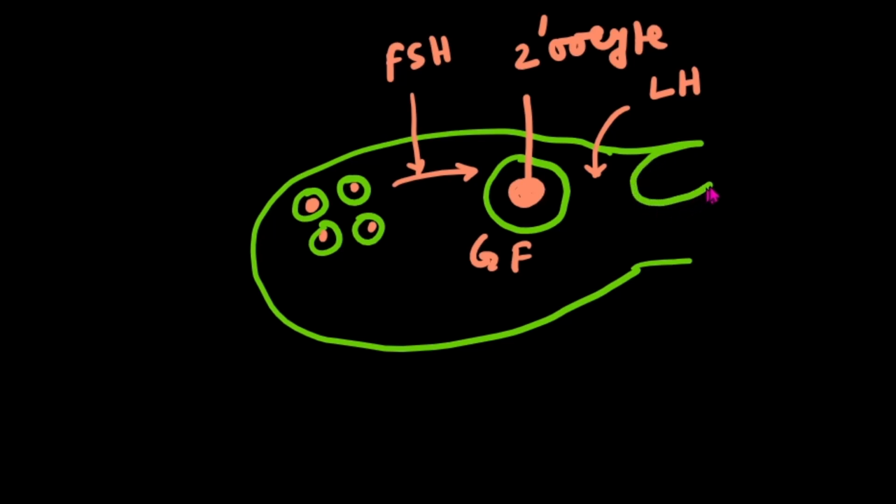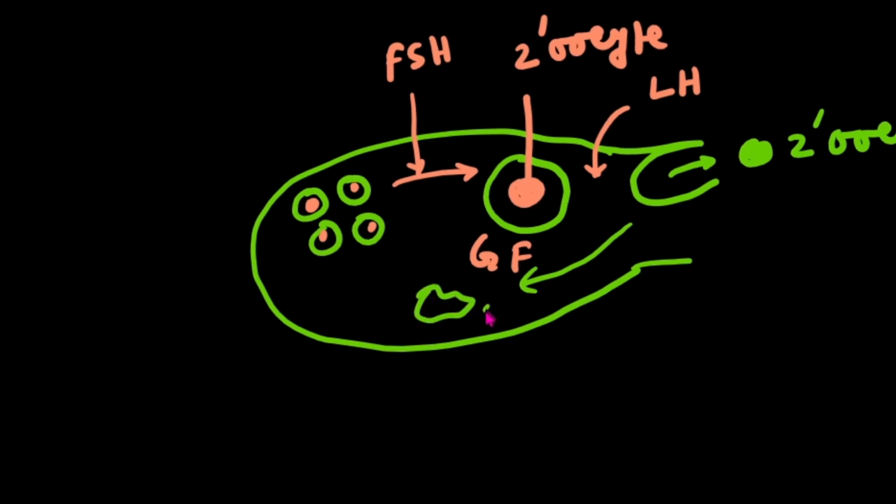So LH hormone or the ovulation hormone acts on the Graafian follicle, and so the ovulation can be seen, and this is the ovulated ovum. Actually this is the secondary oocyte, and this secondary oocyte is then released from the ovary. Okay, and after ovulation the remaining part of the Graafian follicle forms the corpus luteum.